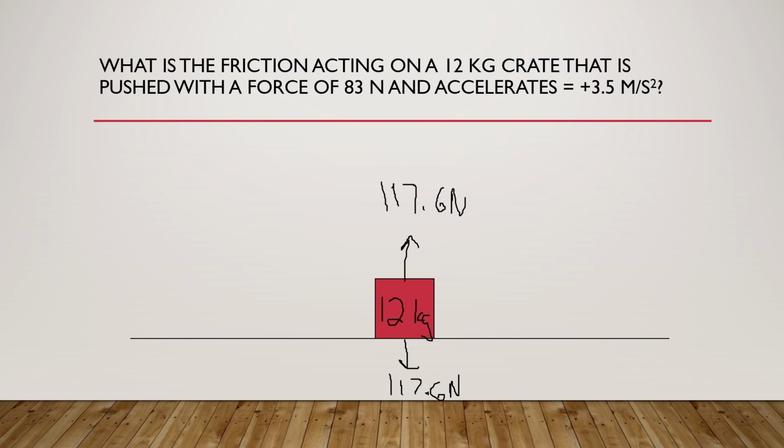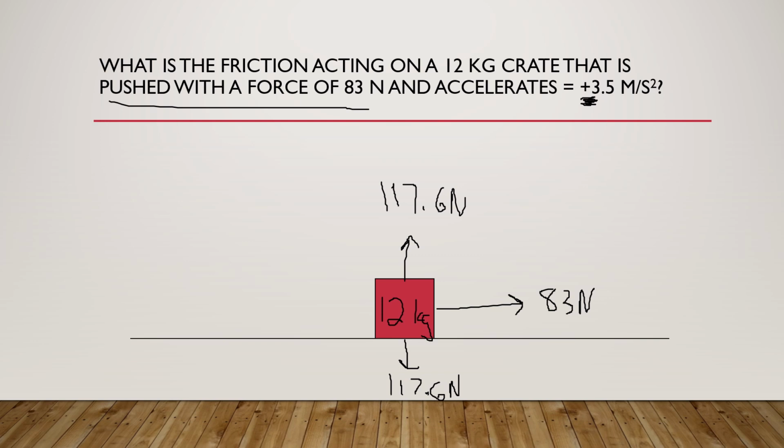Awesome. So it says, what is the friction acting on a 12 kilogram crate that is pushed with a force of 83 newtons and accelerates plus 3.5 meters per second squared? Well, what way is this being pushed? Is this being pushed to the right or to the left? Because the acceleration is positive, we know it must be pushed to the right. So that means this is actually to the right, 83. Because it is accelerating positive, we know it's going to the right.